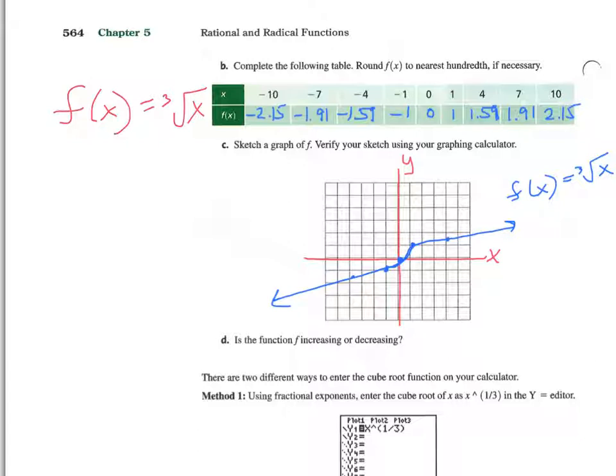So that kind of shows me right there that my domain is all real numbers, because this graph doesn't end in either direction. Okay, is this one increasing or decreasing? So this one right here is increasing. They don't always have to be increasing. It depends on if there's any negatives going on in this function.